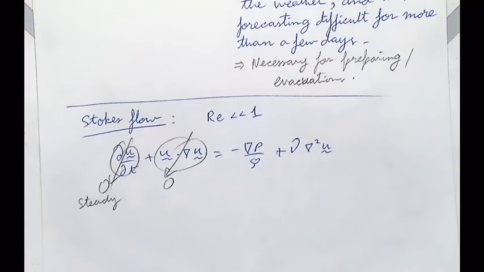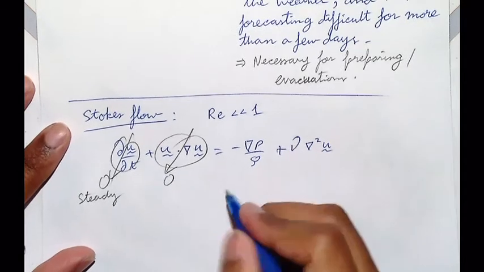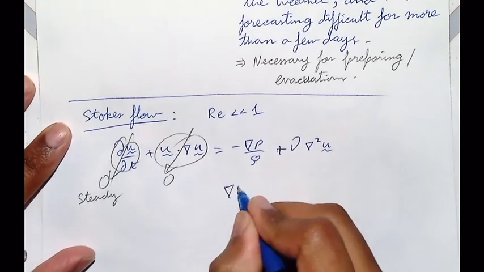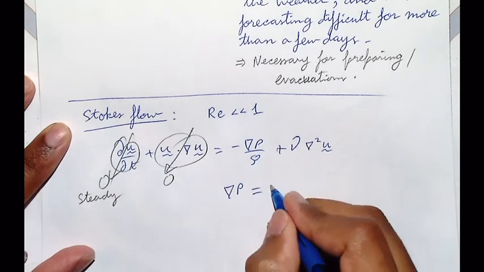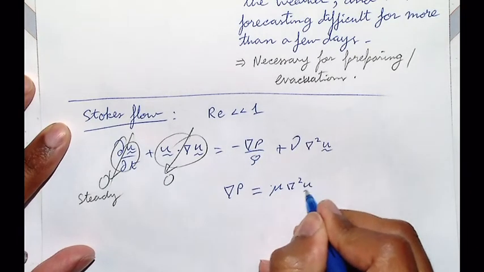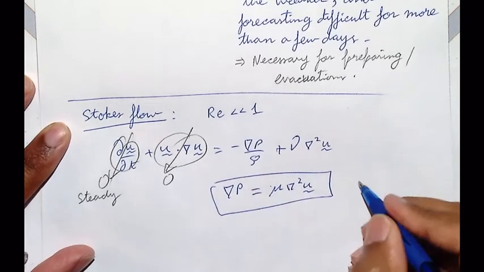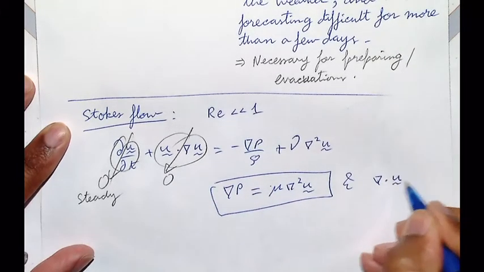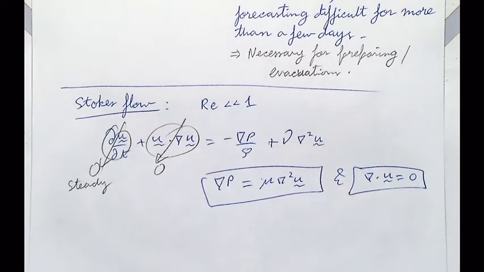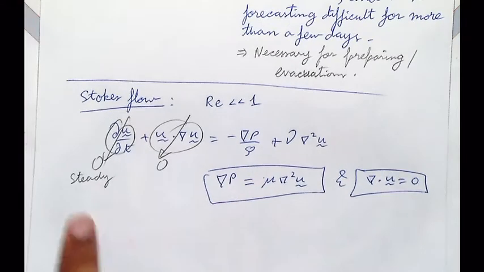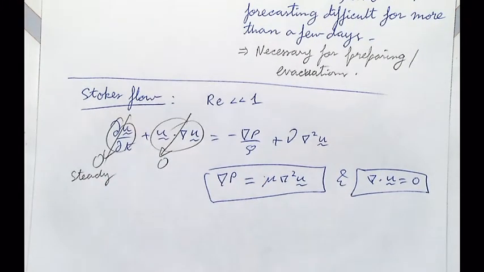All right. So what happens in the end is we get ∇p = μ∇²u, where μ is ρν. And continuity is ∇·u = 0. So these are the two equations that we need to solve. And you can see this is the steady state solution. And this actually has some sort of analytical solutions.